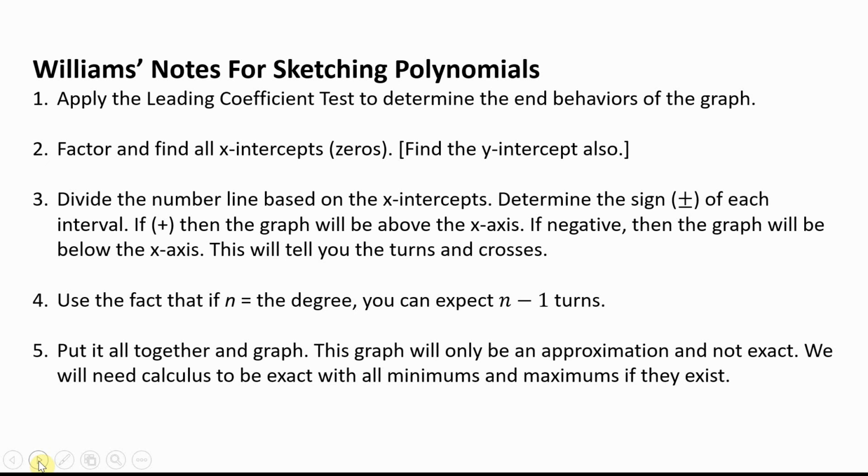Number 4, I think with the information that we have, we should be able to put it all together. Again, this is only an approximation. We're not guaranteeing the actual graph, because we cannot determine if there's an actual maximum or the actual minimum, where they are, without calculus. In calculus, we talk about the first derivative test, second derivative test, and then you'll be able to easily figure out those. So here we're just sketching on the approximation.